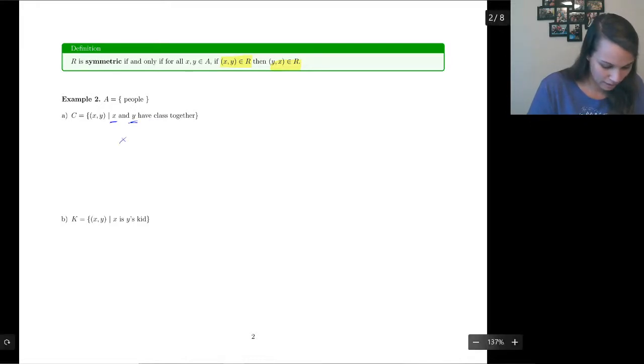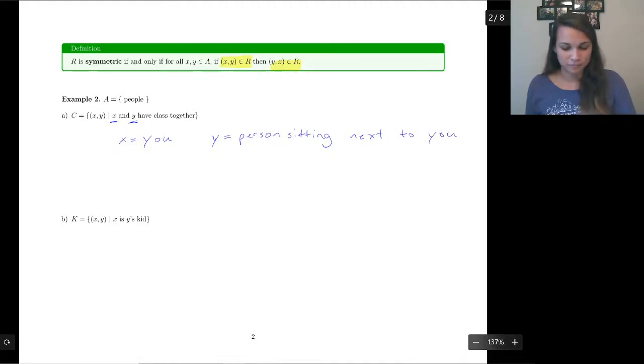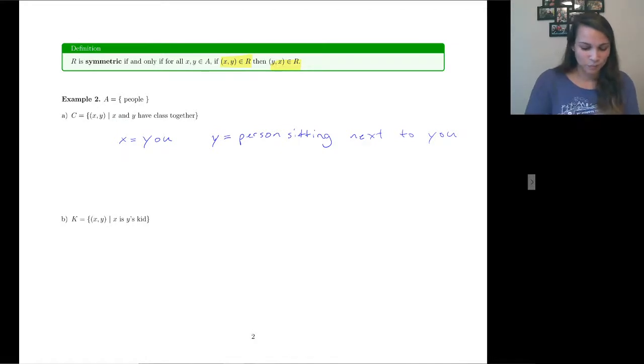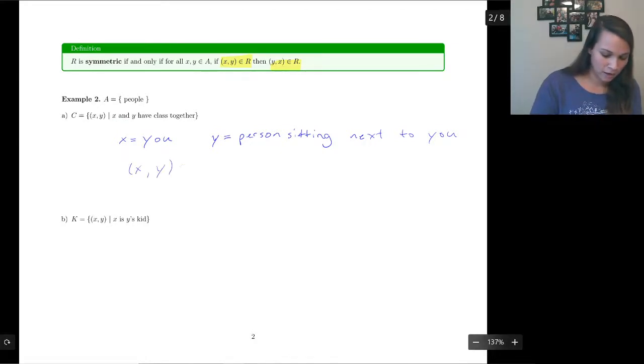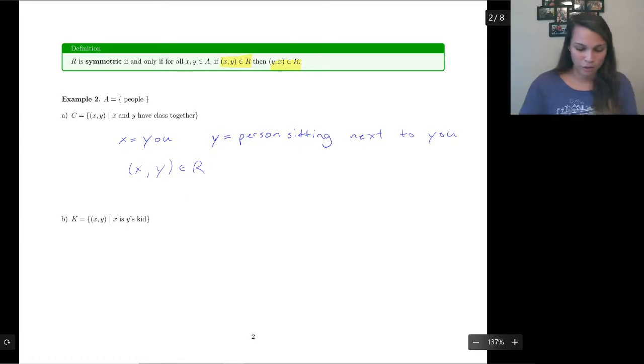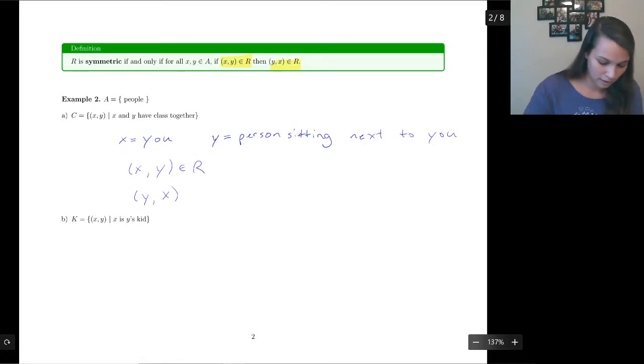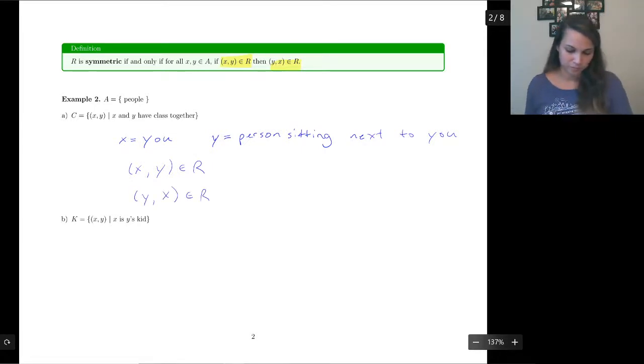So we'll say you, and the person sitting next to you. This is in a theoretical classroom that we obviously do not have right now. We have X and Y would be in R, but also Y and X would be in R. It doesn't matter which order you say it in.